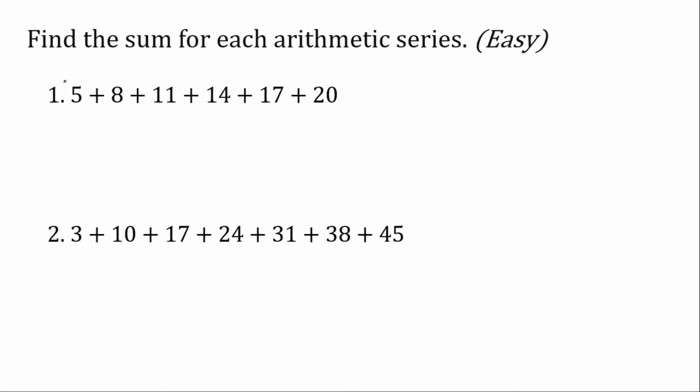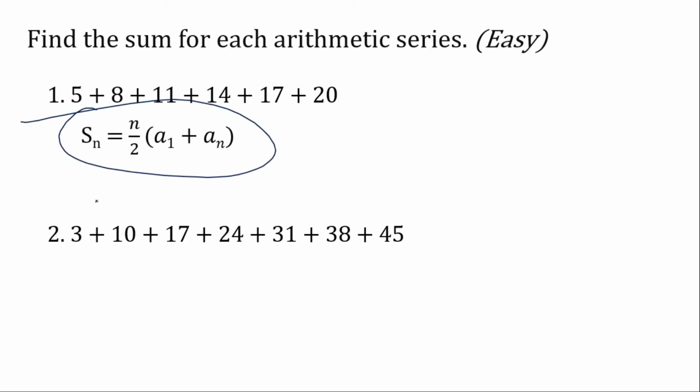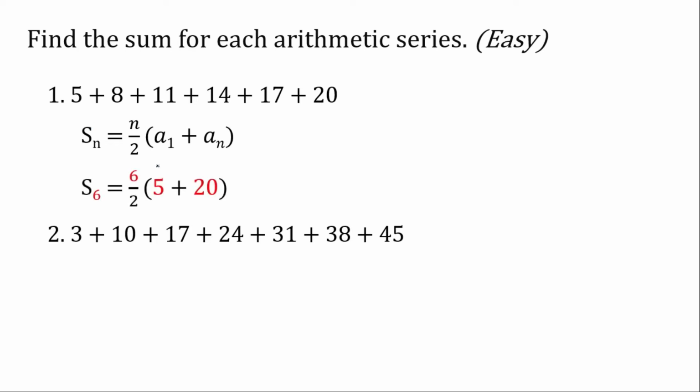All you have to do is find the first term, the last term, and count how many terms are there. 4, 5, 6. So there are 6 terms. Then you'll use this formula. This is the formula for the arithmetic series. It's read as S sub n is equal to n over 2 multiplied by a sub 1 plus a sub n. So let's try to substitute all the values.